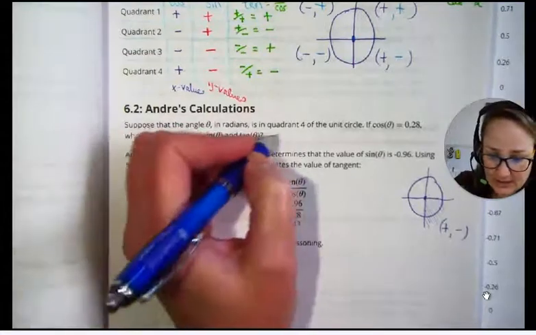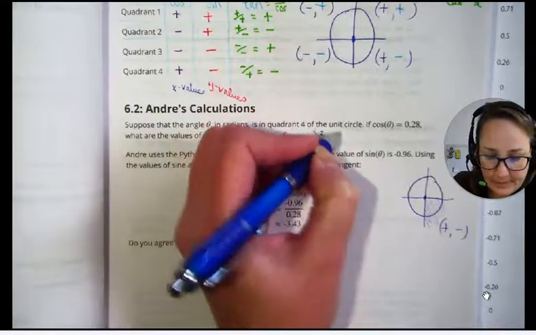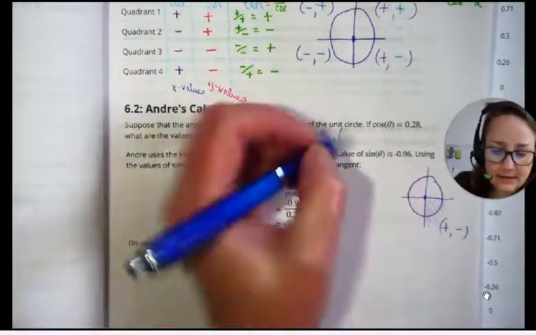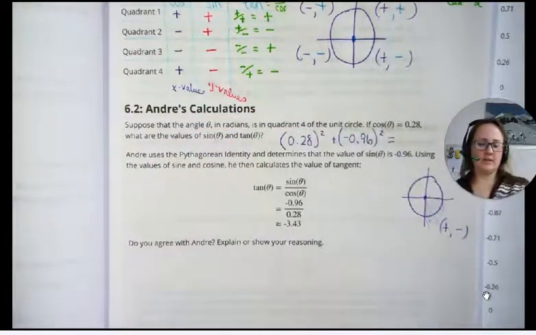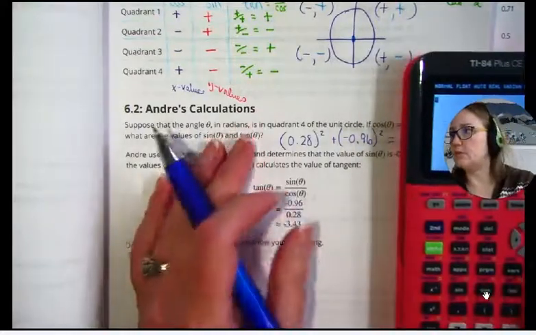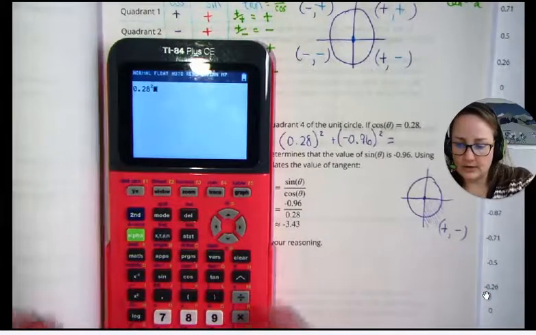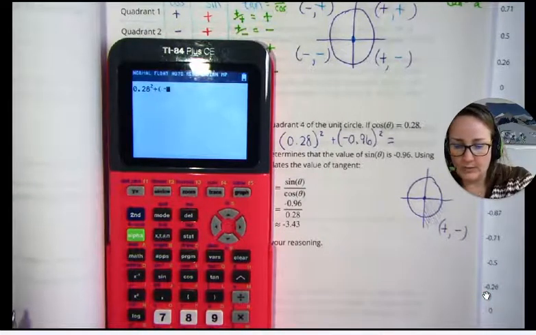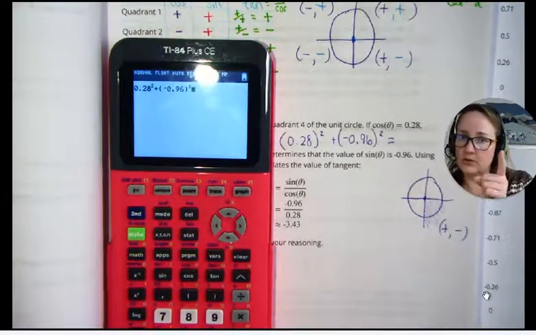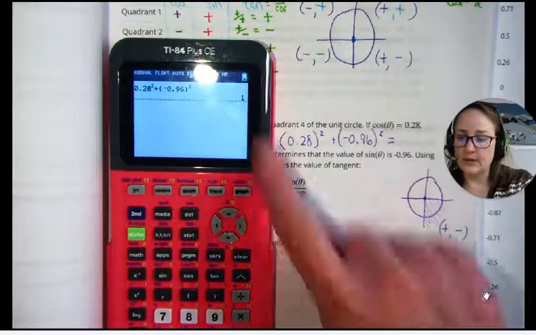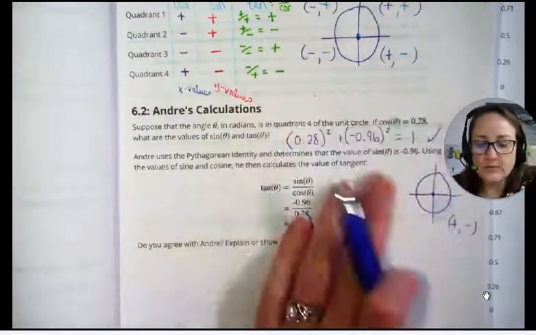I can also double check it, because if he's telling me that cosine is 0.28 and he's saying that the sine is negative 0.96, I can do that math real quick, especially since I have a calculator. And it hopefully is going to equal 1 if Andre did his Pythagorean identity correctly. Remember, put that negative in parentheses before you square it so that your calculator knows it's doing negative times negative. And they do in fact equal 1, so I agree with his value of sine.